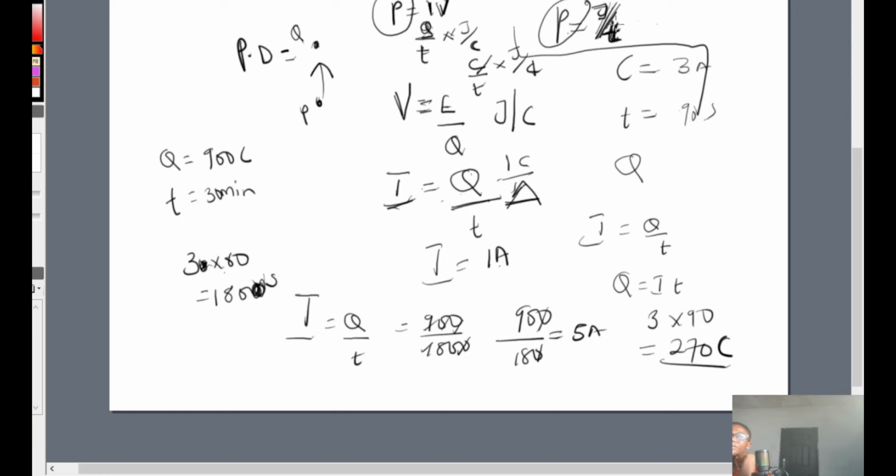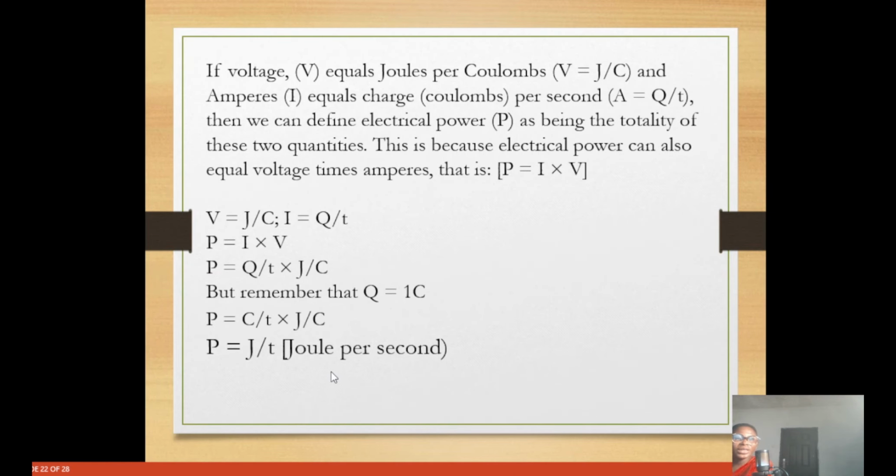That is work done divided by time. Don't forget that. Work done divided by time. And so that's what we have here. So power is joules per time. I've explained that on the board. You have your V equals J over C and I equals Q over T. And then we get our power as J over T. I'm sure we understand what we explained.